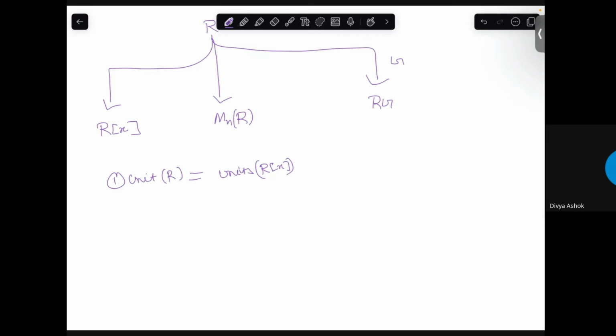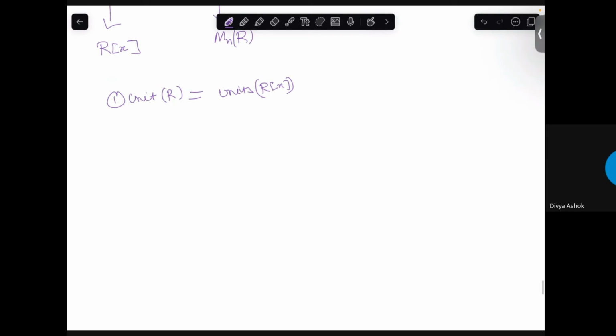Okay, so we prefer to deal with this. The units are not more in R[x]. So let us, I mean, I wanted to connect the things we learned.